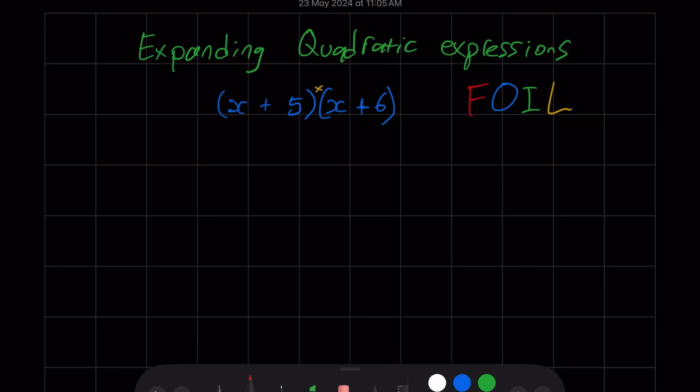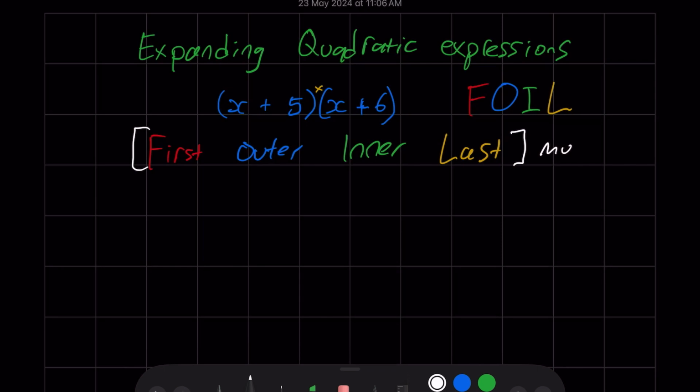And what that means, I'll expand it out here. We have first, outer, inner, and last. All of this is talking about just multiplication. So we are just worrying about multiplication.